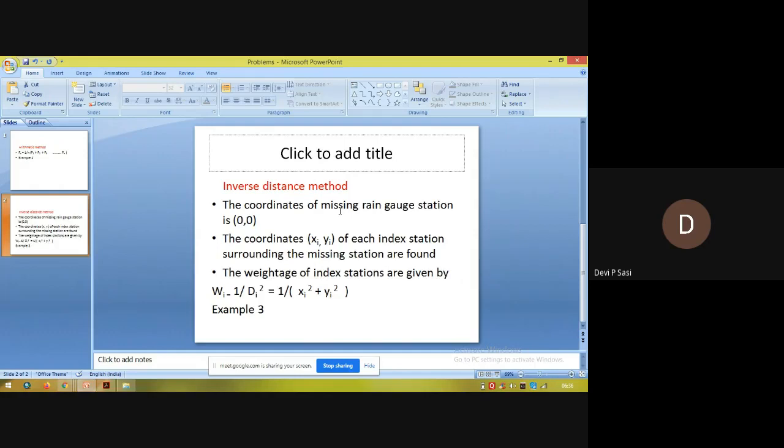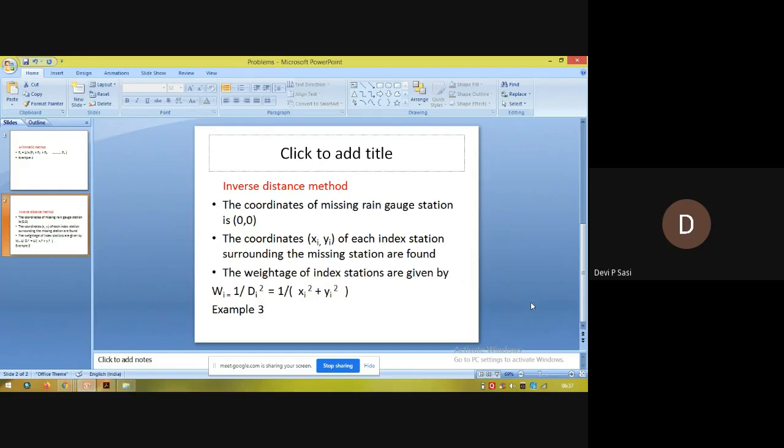The third step is that the weightage of the index stations is found. Weightage wi is equal to 1 by di square. Di means it is a distance, where di square is equal to xi square plus yi square. So you should remember three steps.